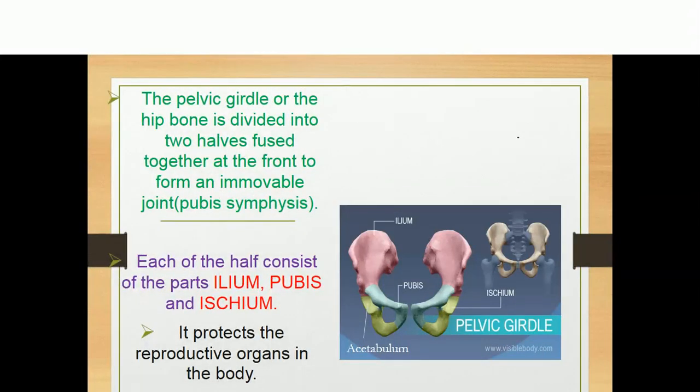Now the pelvic girdle or the hip bone is divided into 2 halves, which are fused together at the front to form an immovable joint known as the pubic symphysis. Now each of the halves consists of the parts called ilium, the pubis, and ischium. All you need to do is study the pelvic bone, you will see all the parts. Now there is a hole there where the femur can be attached to, and that is called the acetabulum. The function of the pelvic bone is to protect the reproductive organs in the body.